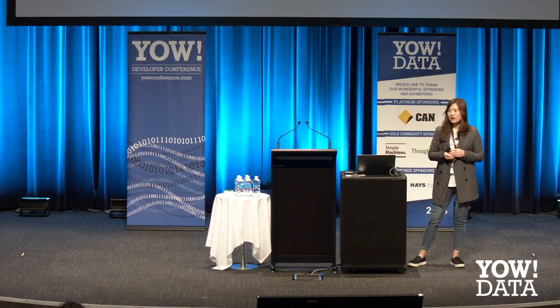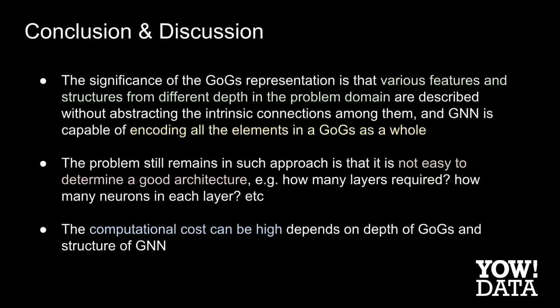All right, so a few words at the end. The approach of graph of graphs and graph neural networks provides a framework for modeling data that features very complex relationships and hierarchy without abstracting away the intrinsic connections among them. And the power of the graph neural network algorithm is that it can encode all the elements in the graph of graphs as a whole.